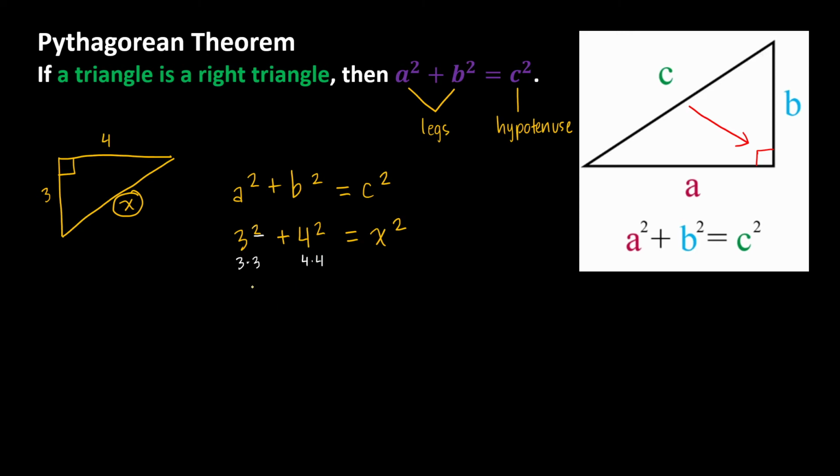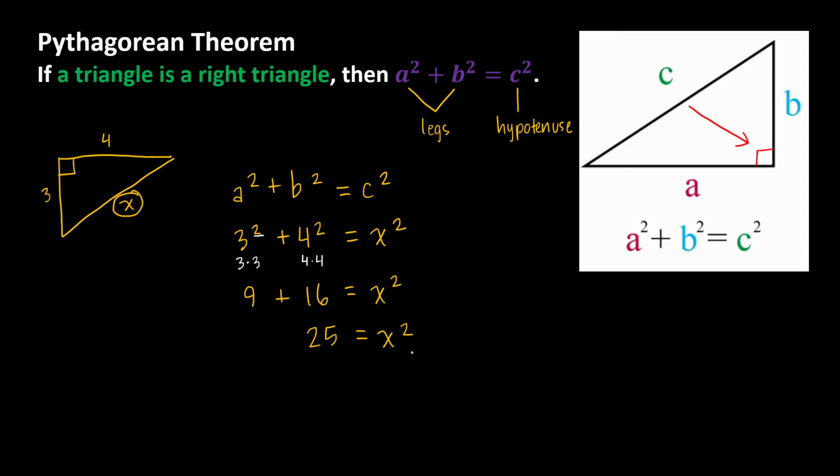So we need to evaluate these exponents. 3 squared is 9. 4 squared is 16. And x squared stays the same. The goal is to solve for x. So from here, we need to add the terms on the left side of our equation. 9 plus 16 is 25. And that's equal to x squared.